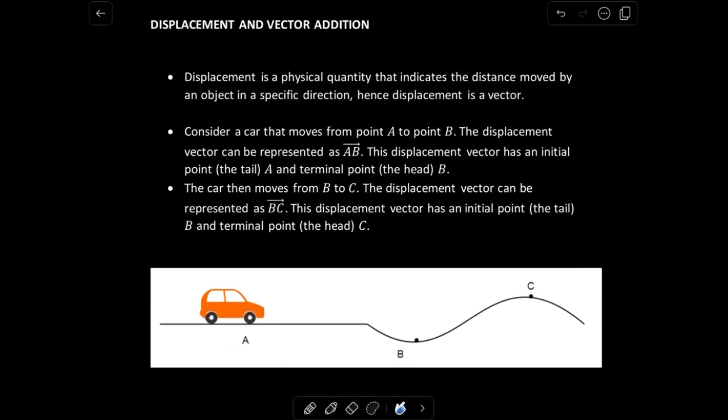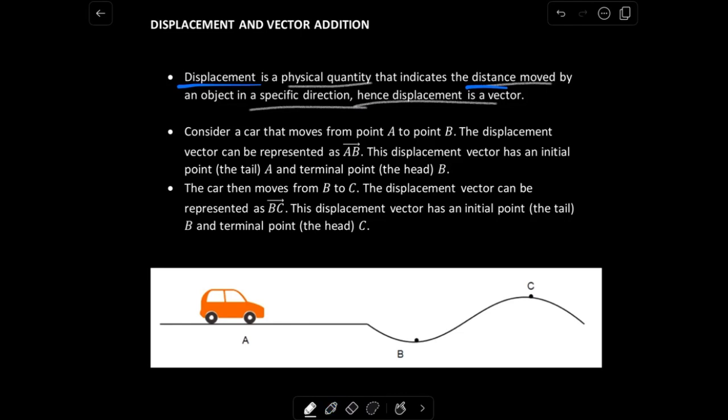Let's discuss displacement and vector addition. Displacement is a physical quantity that indicates the distance moved by an object in a specific direction. Hence, displacement is a vector. Now, just quickly, let's discuss the difference between displacement and distance.